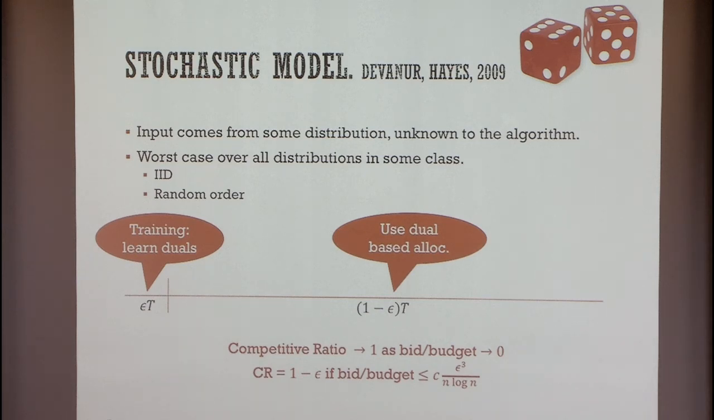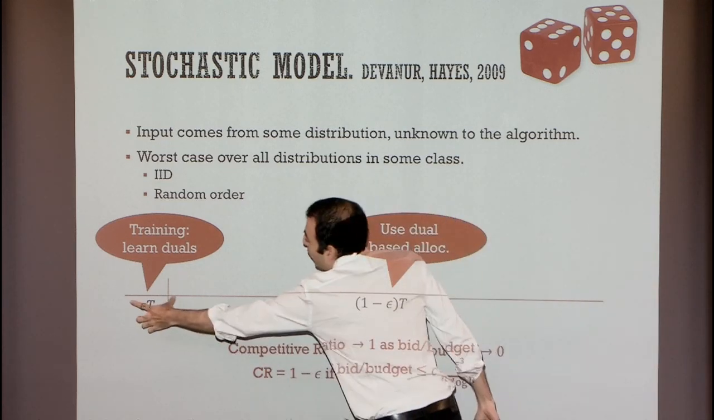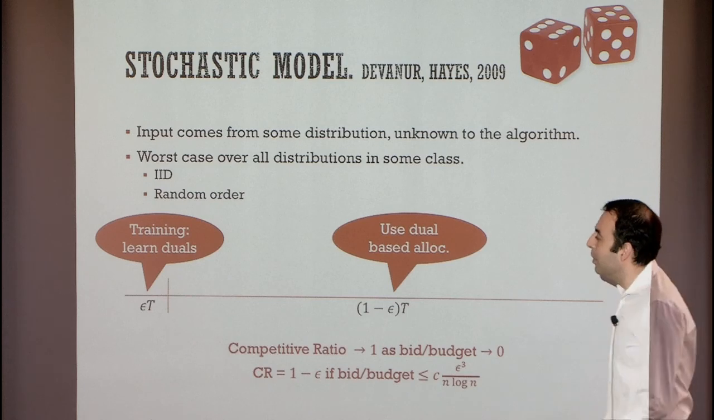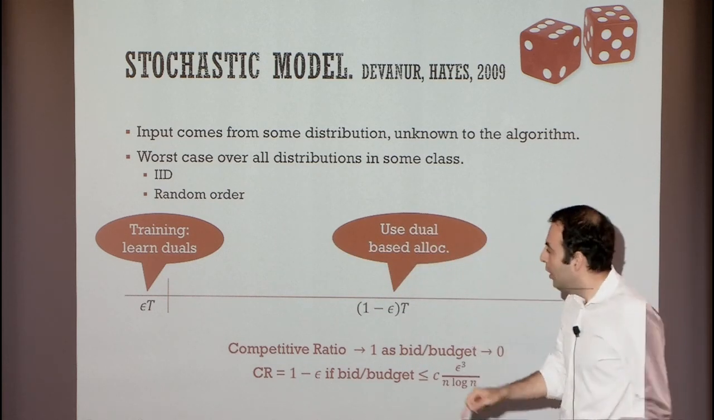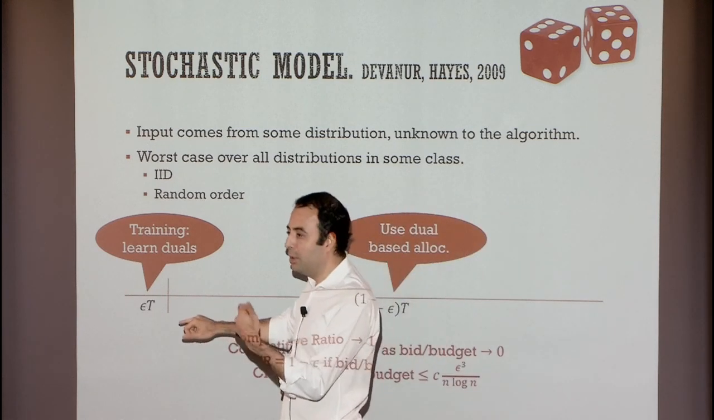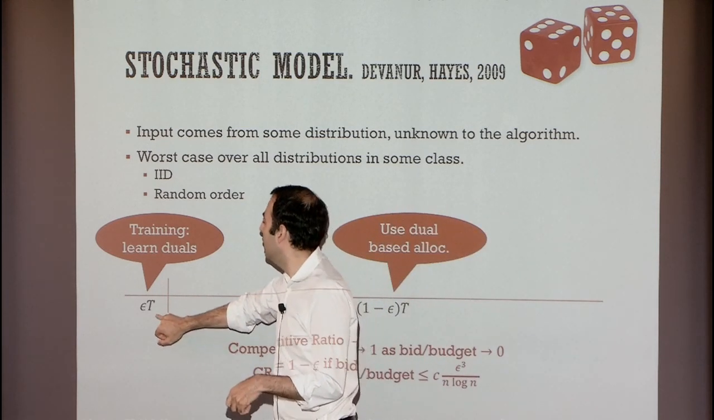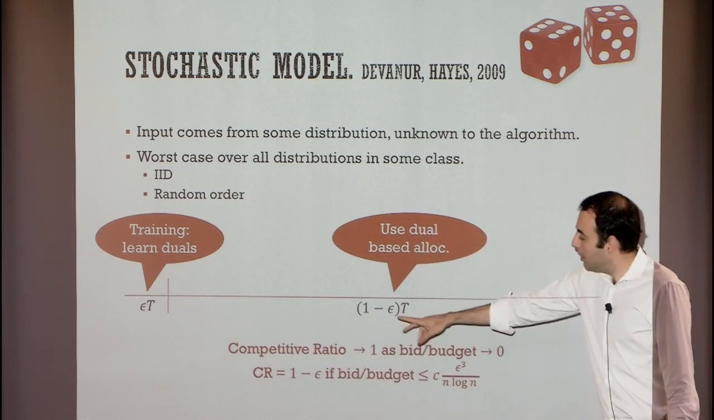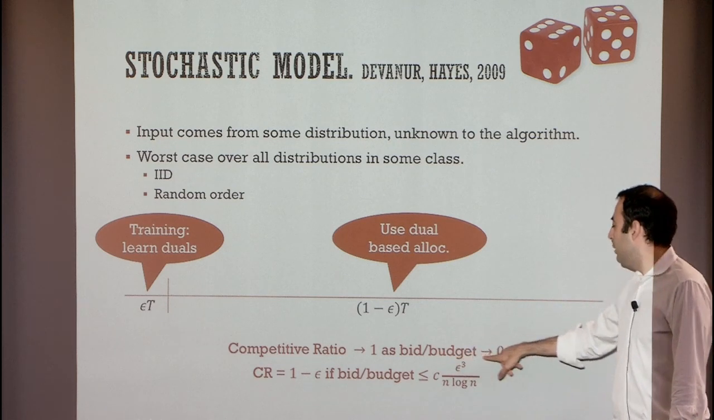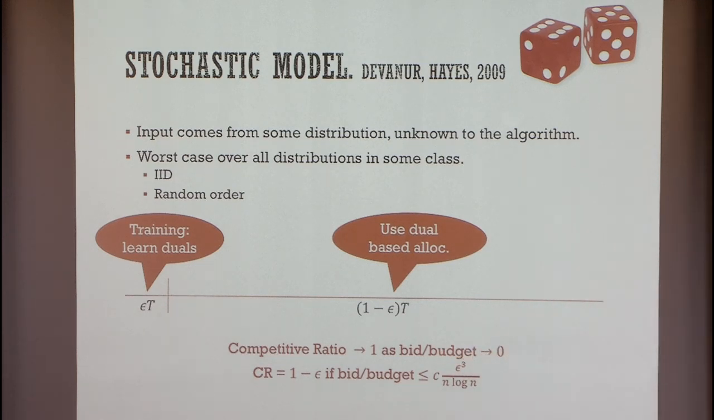Well, in that case, it's not hard to see that one thing you can do is wait for a certain period of time, learn the distribution, solve the linear program, learn the dual variables, compute the dual variables corresponding to every bidder, and then solve the problem. The competitive ratio here goes to 1 as bid to budget goes to 0. So essentially it says, waste epsilon of the queries to learn what's going on and use that.